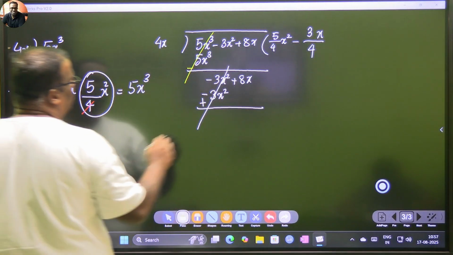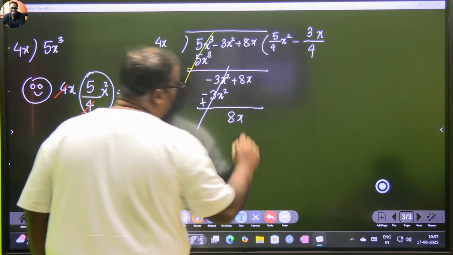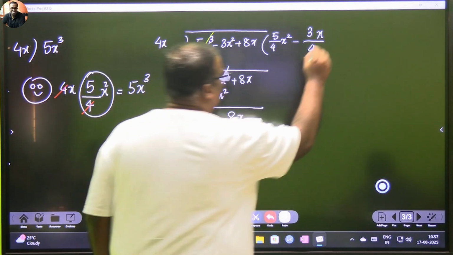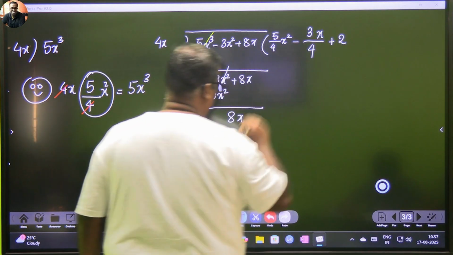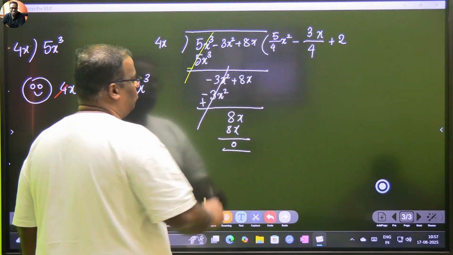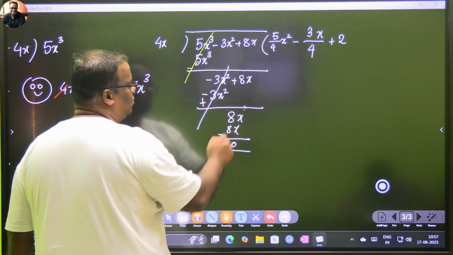Then what do we have? 8x. Now life is very comfortable. Now any idiot also knows: just a 2. 8x. Then what, does the symbol change? 8x. Yes, obviously, the symbol we have to change. Then on.